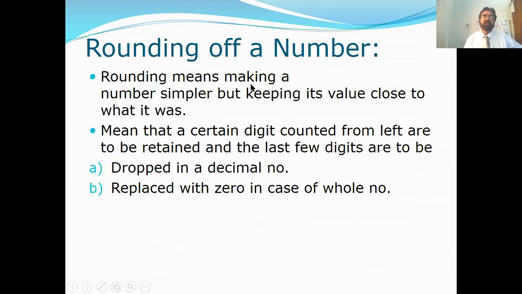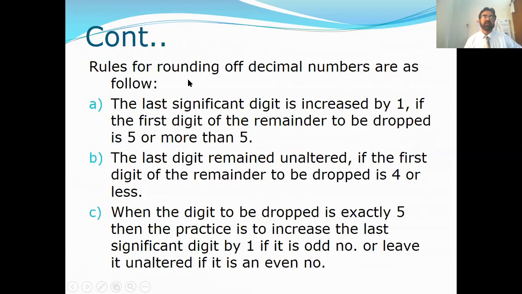Rounding up a number. Rounding means making a number simpler but keeping its value close to what it was. It means that a certain number of digits counted from the left are to be retained and the last few digits are to be dropped in a decimal number, or replaced with 0 in case of a whole number. Here are the examples. Rules for rounding up decimal numbers are as follows. The last significant digit is increased by 1 if the first digit of the remainder to be dropped is 5 or more than 5. Let me give you an example.